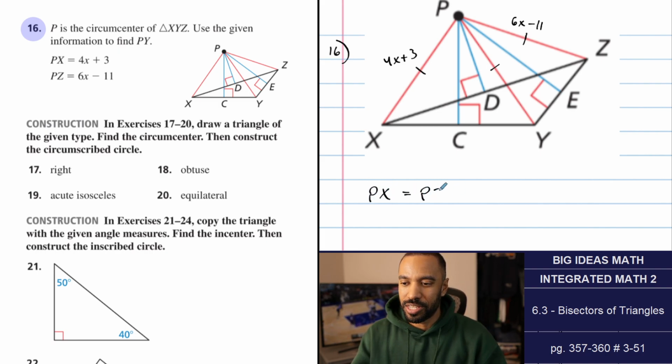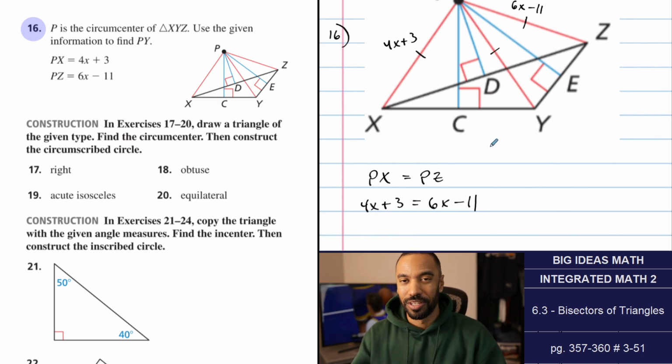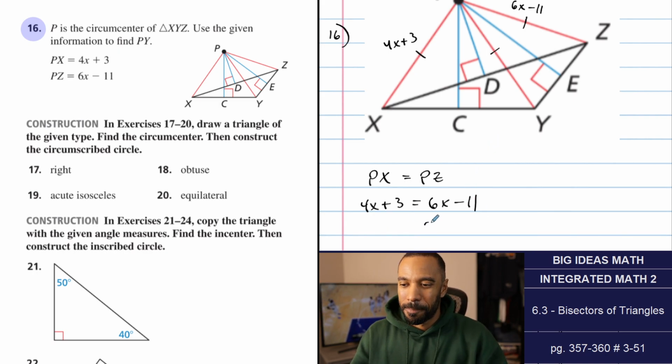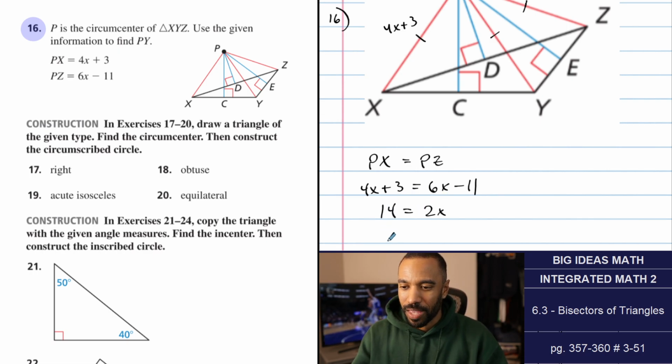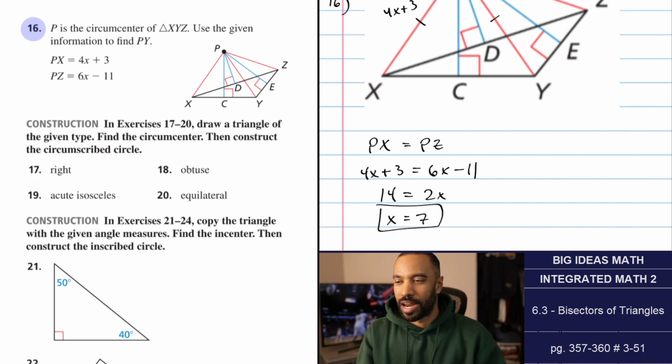PX equals PZ, so 4x plus 3 equals 6x minus 11. I guess I should have been the smarter person to say that those are still those lengths. Like, shut up and do the math, Mr. Robinson. I know. I got to find a way to entertain myself, please. When we work that out, we get X is 7.